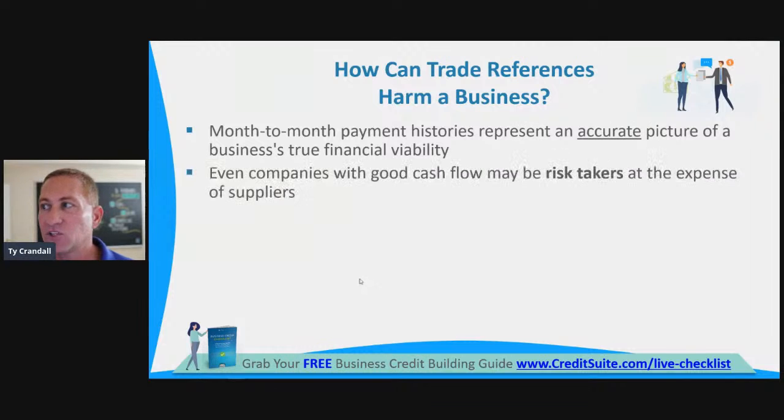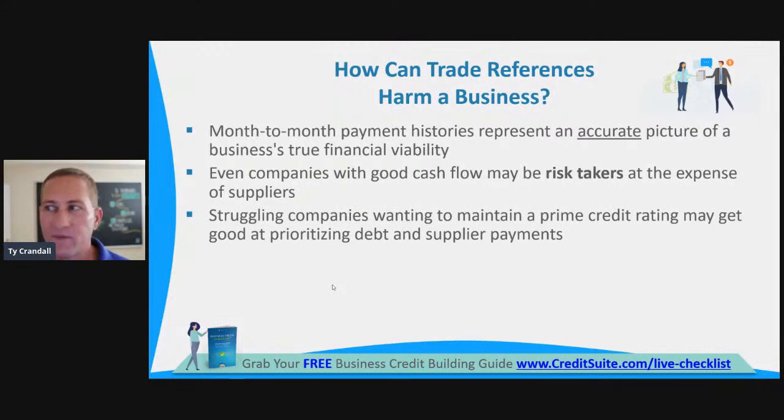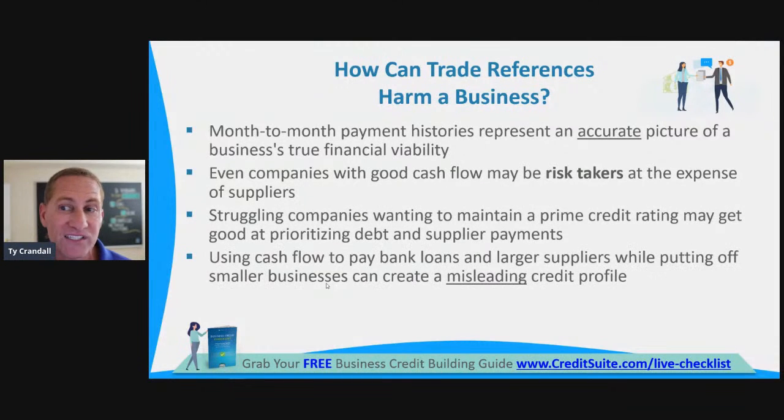So month-to-month payment histories represent an accurate picture of a business's true financial viability. Okay, that's why so many people use the Paydex score. So even companies with good cash flow may be risk takers, and again, we're more risky borrowers for suppliers. It's why suppliers look at the business credit reports. Okay, struggling companies wanting to maintain a prime credit rating may get good at prioritizing debt and supplier payments. So companies that are smart are paying bills that show on their business credit reports before they pay any other kind of bills. Okay, that makes sense.